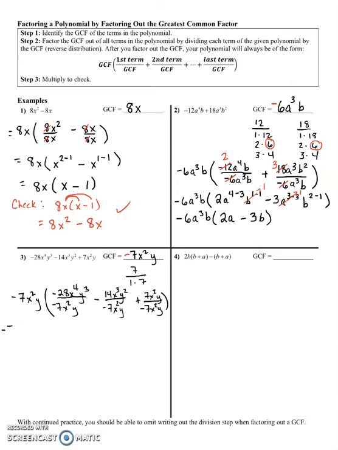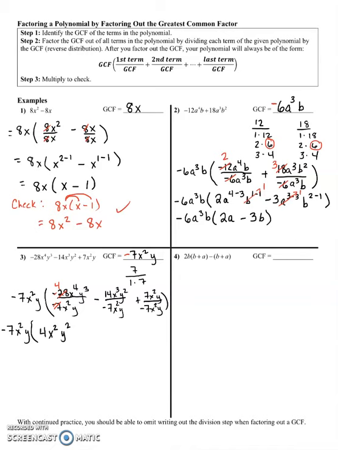So we leave the negative 7x squared y out front, and then we start doing division. So negative 7 goes into negative 28 4 times, and the negatives cancel each other out. So we are left with a 4. Then for our x's, we have x to the 4 minus 2, which is x squared. And our y's, we have y to the 3 minus 1, which is y squared.